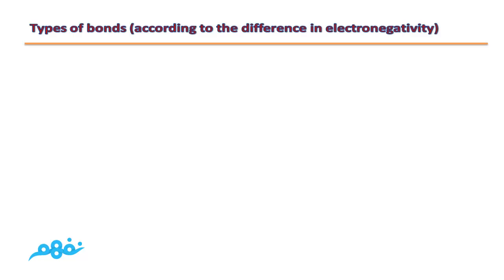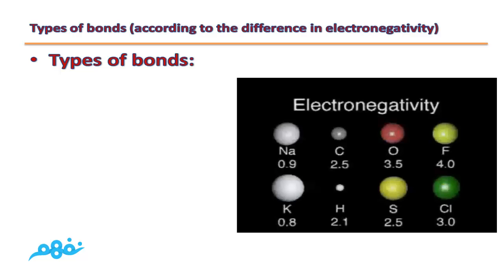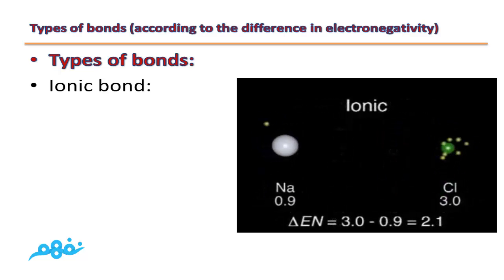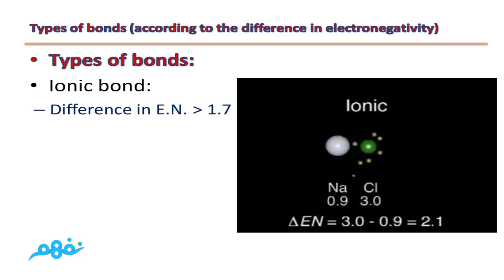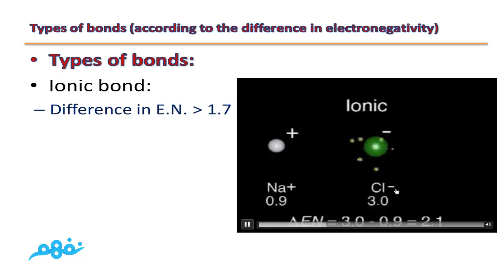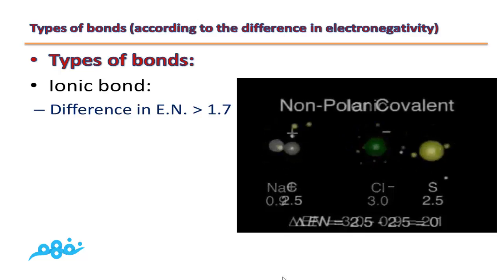We can classify the types of bonds according to the difference in electronegativity as follows. As you can see from this video, these are the electronegativities of some elements. What are the types of bonds according to difference of electronegativity? The first type is ionic bond, and this occurs if the difference between the two elements forming the compound is more than 1.7. Like this between sodium and chlorine in sodium chloride, the difference between them is 2.1.